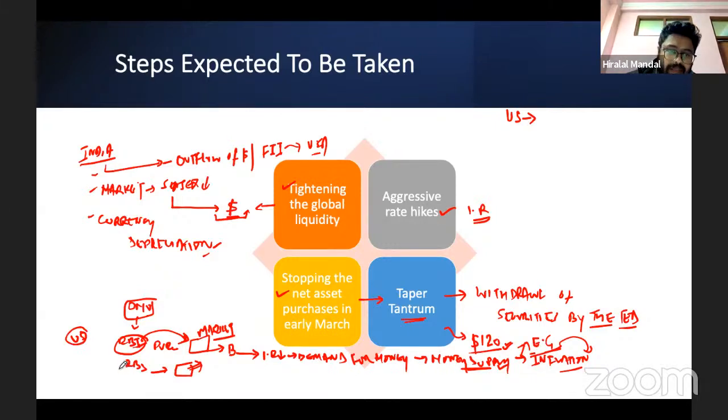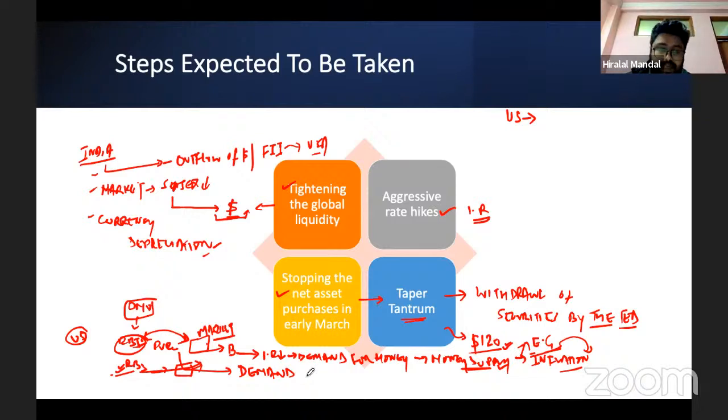Okay, in a taper tantrum, this situation, the central bank withdraws from buying securities from the market. So what happened as a result of this? Once it buys, the money supply will increase. But at the same time, when RBI purchases securities from the open market, what happens as a result? The demand for government securities increases.